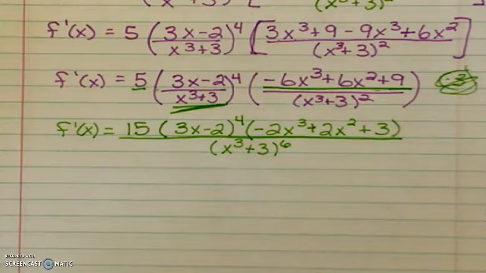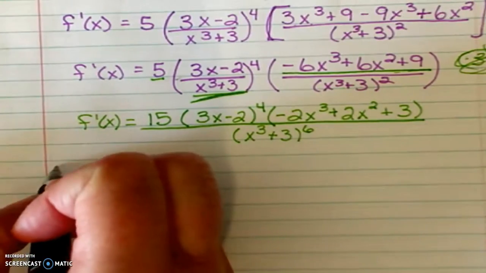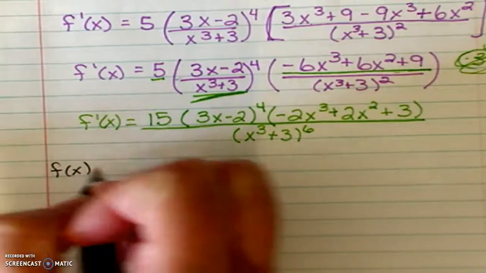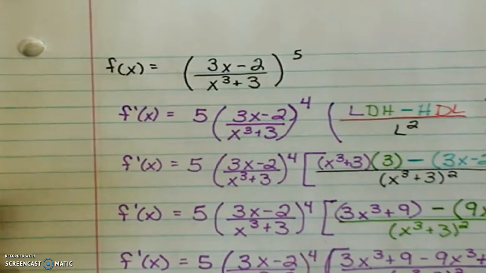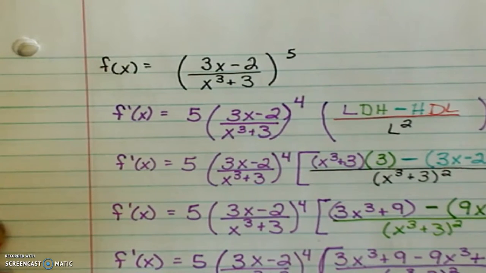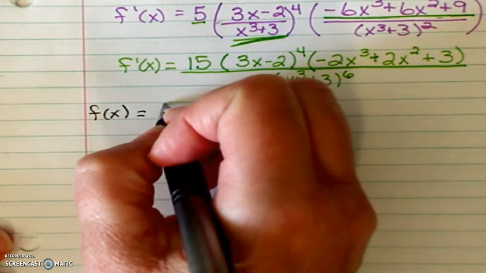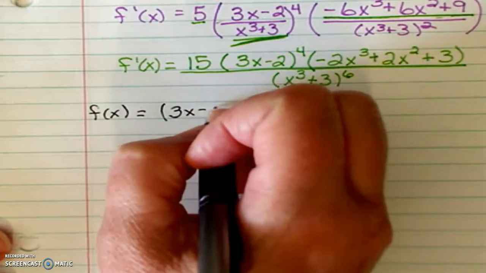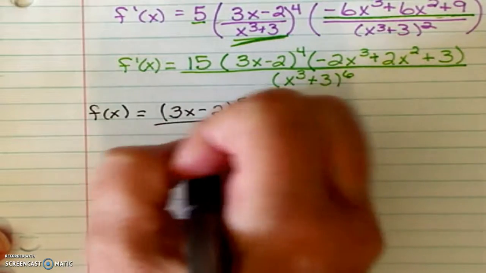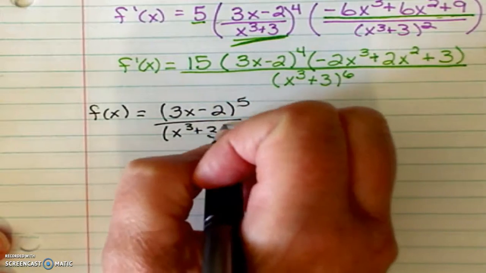Now some of you, I believe when we first worked through the problem, you chose to solve this type of problem by taking the original problem, which remember is that quantity 3x minus 2 over x cubed plus 3 to the 5th, and you would write it as two separate fractions, or two separate powers. So you would say it was 3x minus 2 to the 5th over x cubed plus 3 to the 5th.